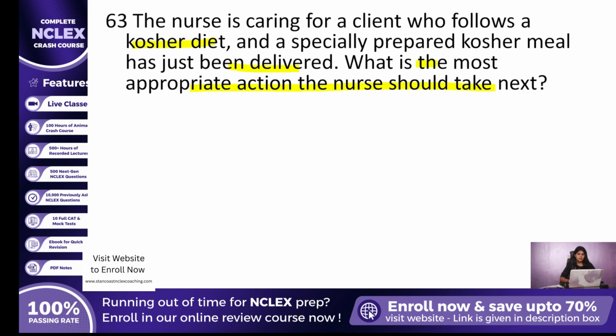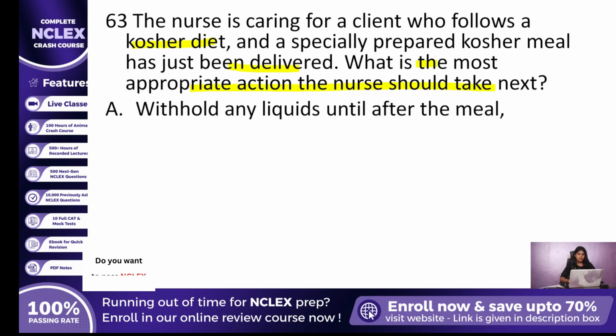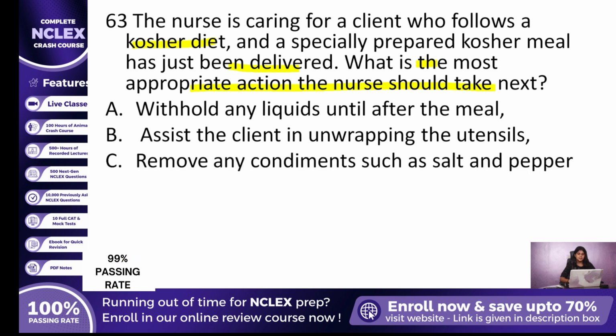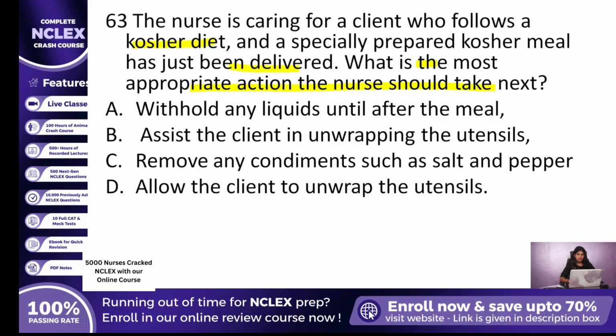Here are the options. A. Withhold any liquids until after the meal. B. Assist the client in unwrapping the utensils. C. Remove any condiments such as salt and pepper. Or D. Allow the client to unwrap the utensils. The correct answer is option D. Allow the client to unwrap the utensils.